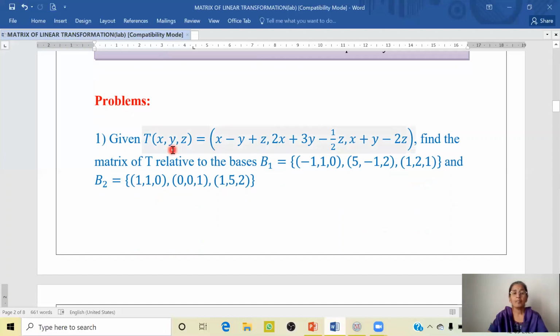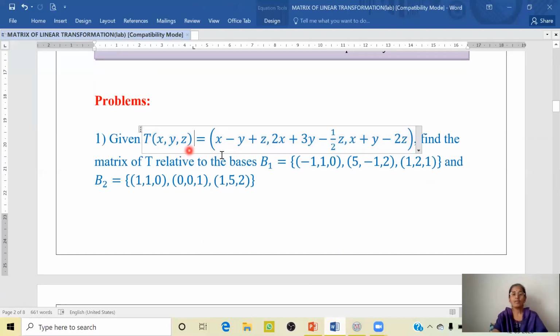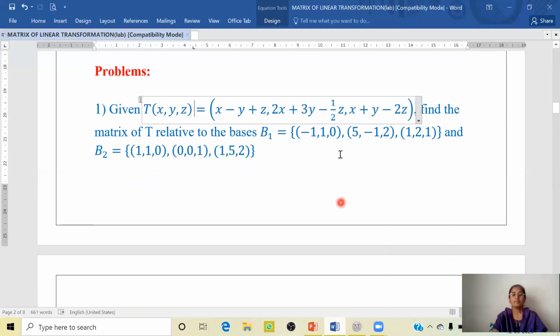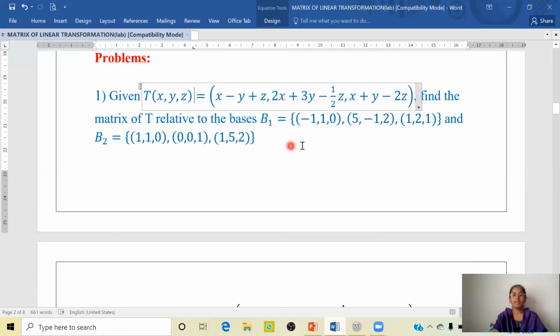Therefore, T will be a mapping from R cube to R cube, and the definition of the linear transformation is given by T of (x, y, z) = (x minus y plus z, 2x plus 3y minus z by 2, x plus y minus 2z). Now let us consider B1 to be the basis of the domain and B2 to be the basis of the codomain. First, let us find the images of all the basis elements of B1.